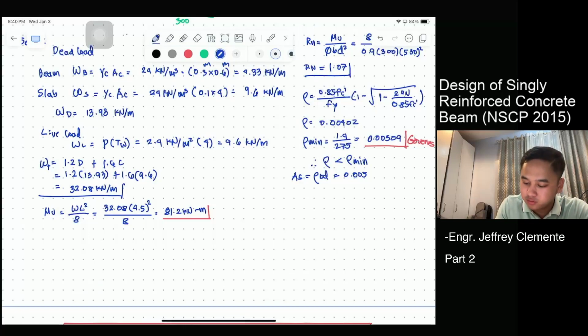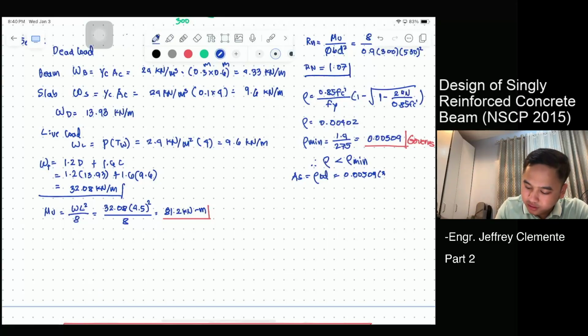Yung rho minimum. Eh, sir, paano pag lumagpas naman sa rho max? O, hindi mo pwedeng gamitin yun. Rho max na ngayon, di ba? So, that is doubly reinforced. So, sa minimum, hindi ka pwedeng bumaba naman dyan. Dapat nasa pagitan lang ng dalawa. Okay?